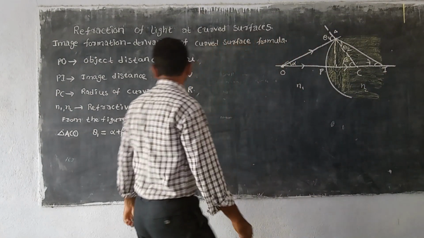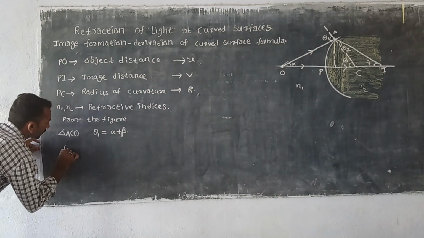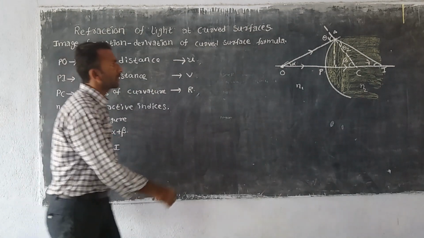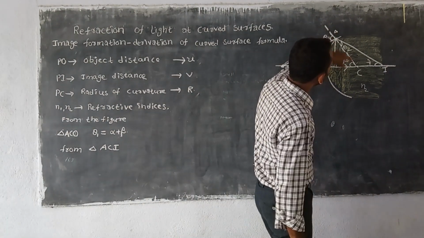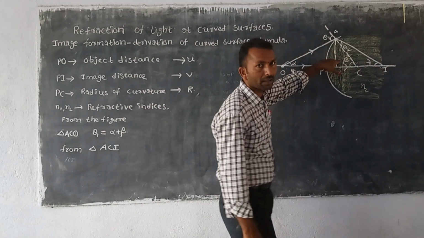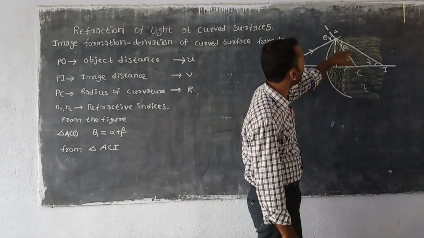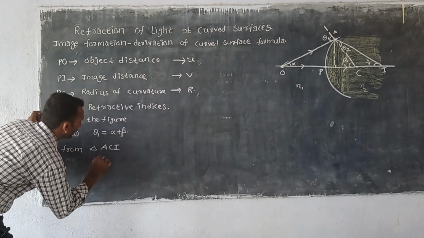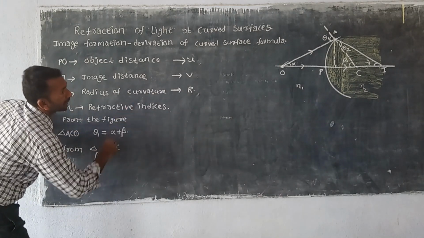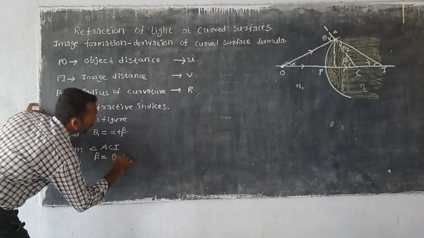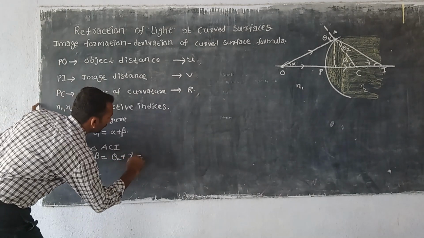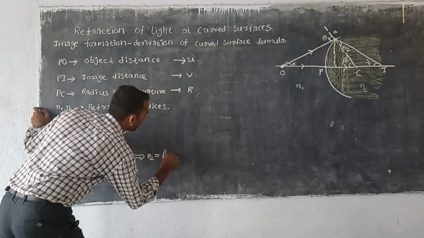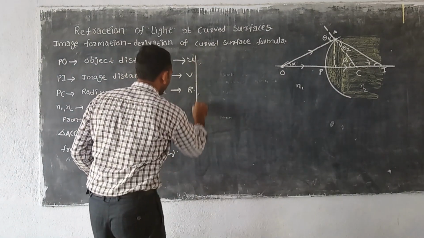We can take the triangle ACI. Observing this picture, in triangle ACI, what is the external angle here? Beta is the external angle, and the internal angles are theta 2 and gamma. So we can write beta equals theta 2 plus gamma. From this equation we can write theta 2 equals beta minus gamma.